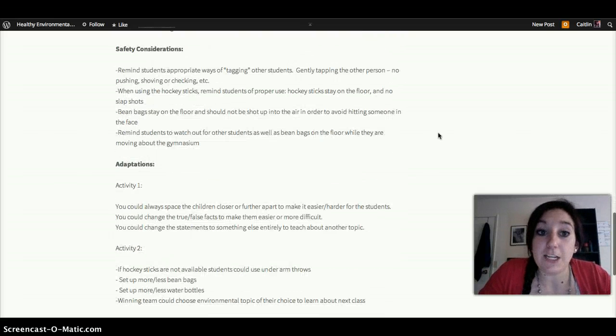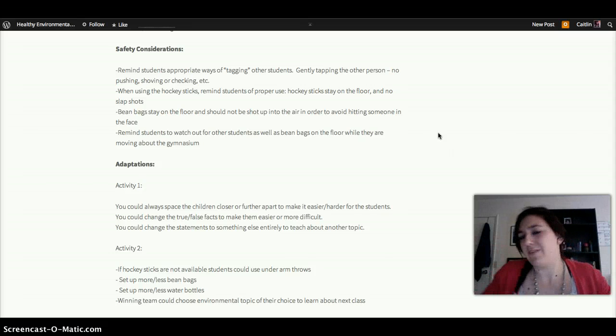Some safety considerations for this game and for both games. Remind students of appropriate ways of tagging other students: gently tapping another person, no pushing, shoving, checking, whatnot. We don't want to cause any injuries. When using the hockey sticks, remind students of proper use. Hockey sticks stay on the floor and no slap shots. Beanbags stay on the floor, and the ball should not be shot up into the air to avoid somebody getting hit in the face or the head.